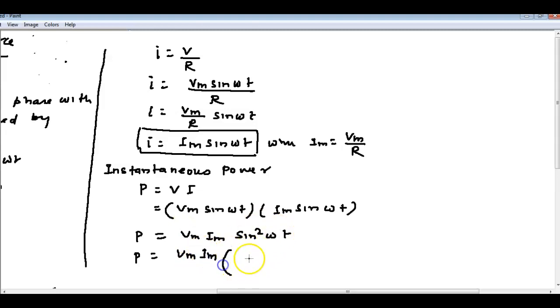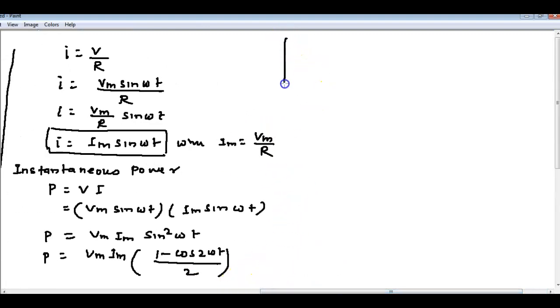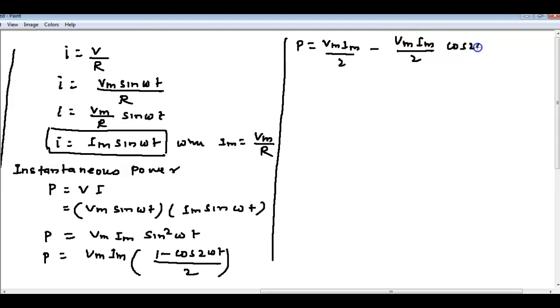Sine square theta is equal to 1 minus cos 2 theta by 2, right? So I can write it here, P is equal to Vm Im by 2 minus Vm Im by 2 into cos of 2 omega t. Any doubt till here? So this instantaneous power consists of two terms.